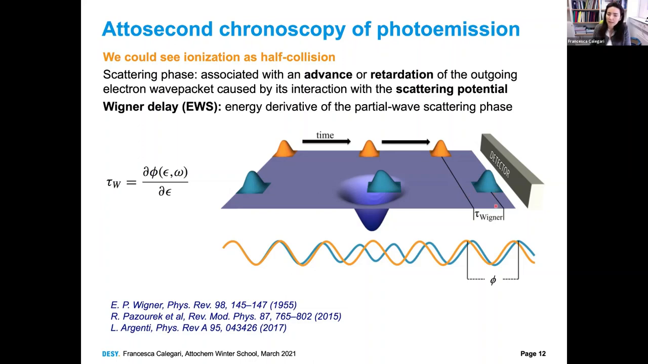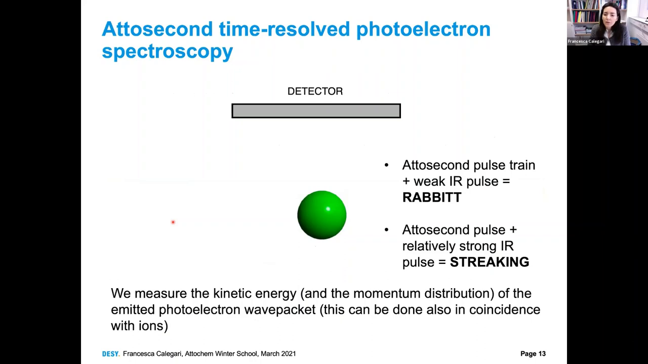What's happening is that this wave packet, which is scattered, has a residual phase, this blue line here, which of course results, in the time domain, in a delay. And this is called the Wigner delay, which is basically the derivative of the phase with respect to energy. So this is actually a full quantum mechanical process, as I said, due to the scattering of the outgoing electronic wave packet on the Coulombic potential. Because this delay is expected to be extremely fast, in the order of a few tens or a few hundred attoseconds, we need the attosecond technology, which has been one of the fundamental tools to get access directly to this delay in photoemission.